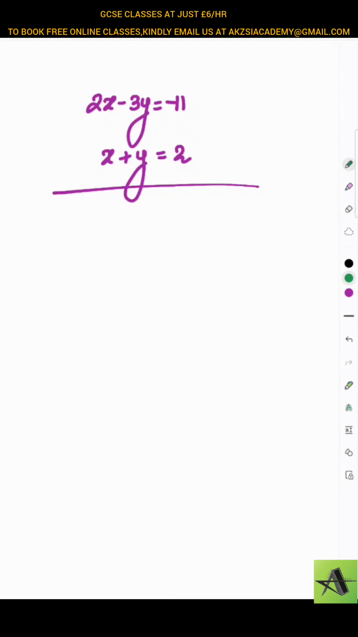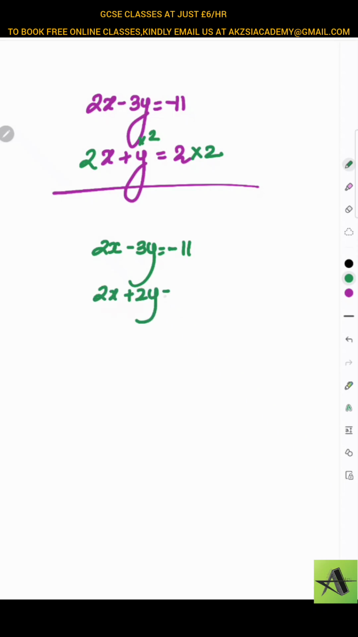Now let me take this example. This is 2x minus 3y equals negative 11 and x plus y equals 2. We have to pick any of the coefficients, any of the variables, to make the same. Let me make the coefficient of x the same, and for that I need to multiply this with 2. So multiplying this with 2, this with 2 and this with 2, in this way I can easily make their coefficients the same. So my new equations will be 2x minus 3y equals negative 11 and 2x plus 2y equals 4.